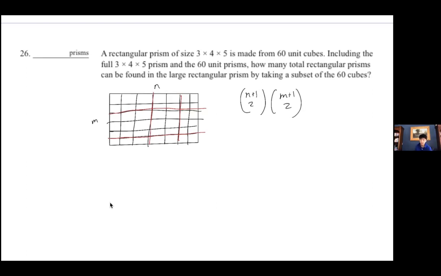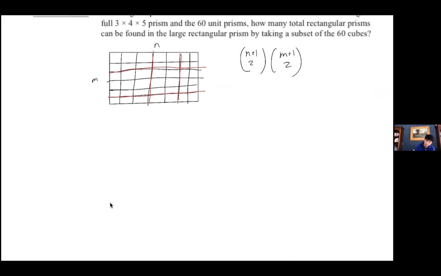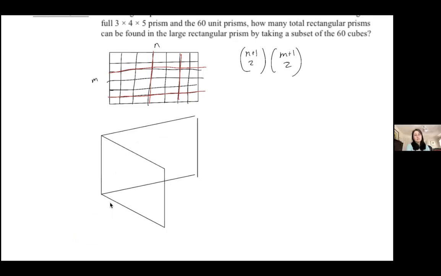And so why am I talking about this? Well, it's because this problem is literally just the exact same thing, except in 3D. So we have our little rectangle, and I'm just going to construct it real quick.